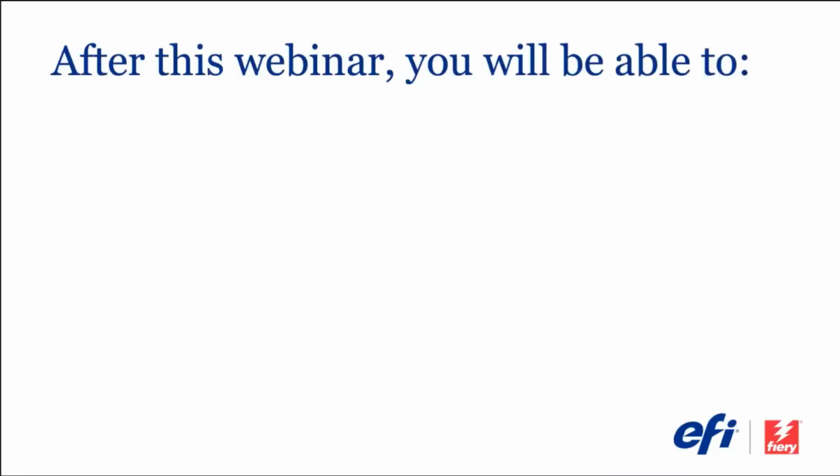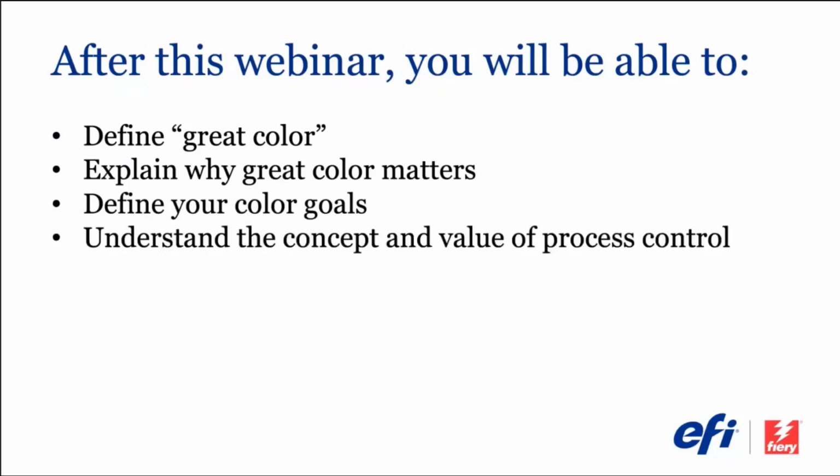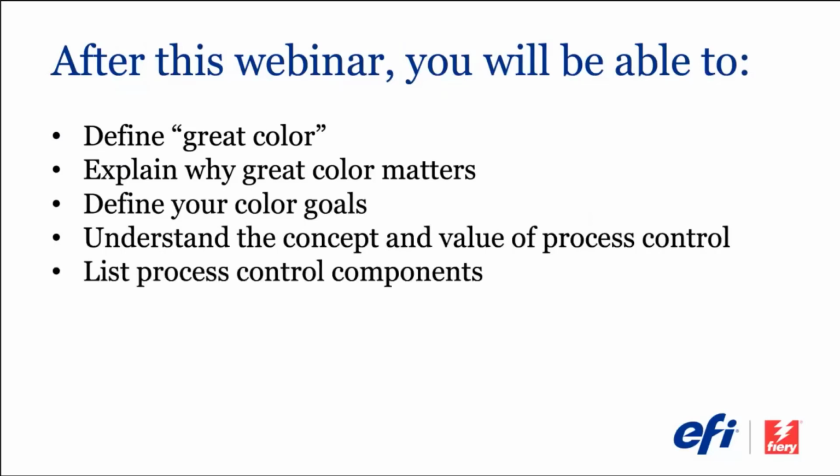So after this webinar, you should be able to define what great color is. What do we mean by that? Explain why great color matters to both you and to your customers. Define your specific color goals. What are you trying to accomplish? What do you maybe see as lacking in your particular situation right now? Understand the concepts and value of process control. List the process control components. These may be components you already have in place, or it might be components that you would like to implement.